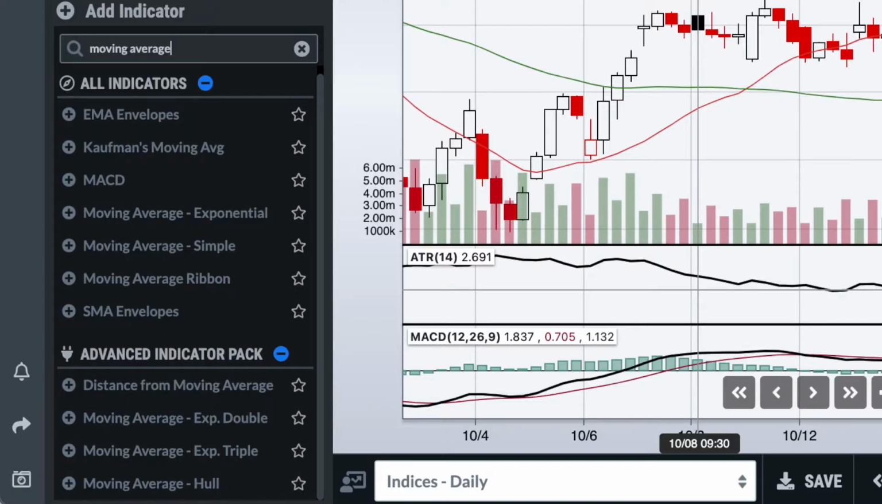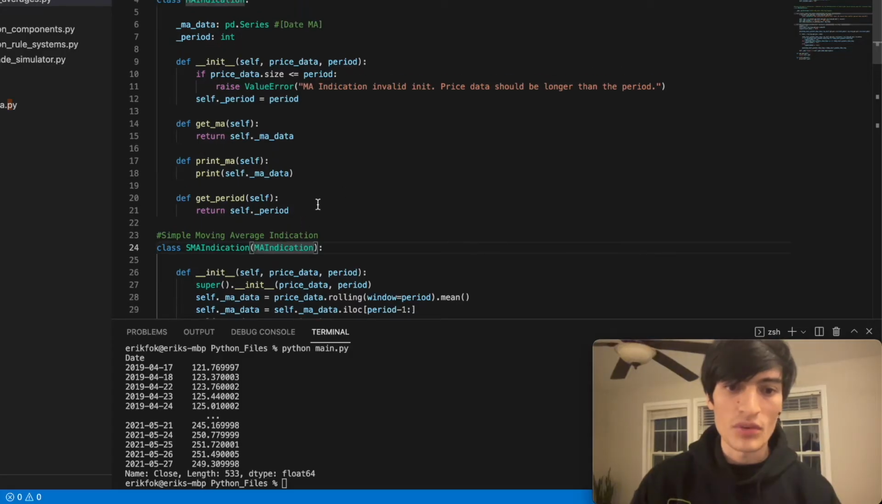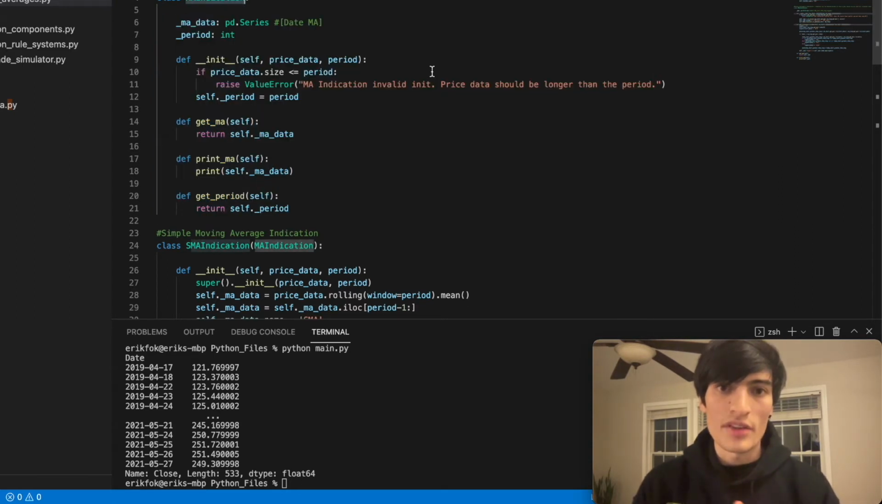So if you know moving averages, you may know that there's a lot of different kinds of them, and that the simple moving average is actually only one kind of many. And so we have a moving average base class, which holds everything in common. So there's more to be talked about why this moving average indication base class is important. I'll be getting to that soon.